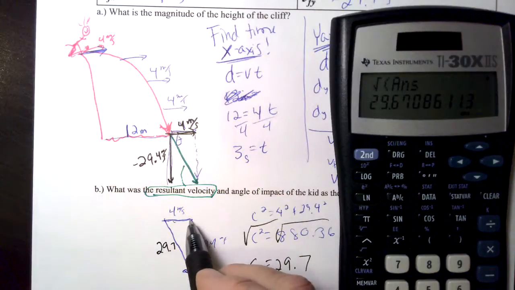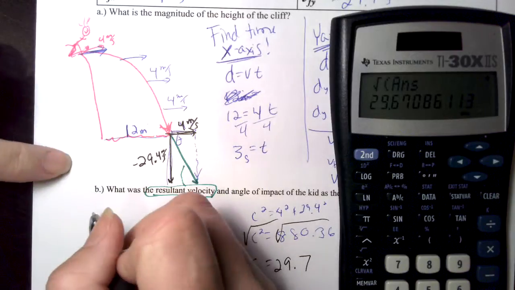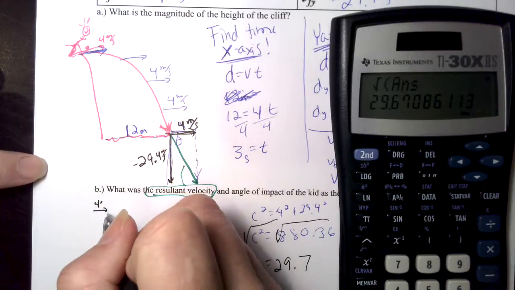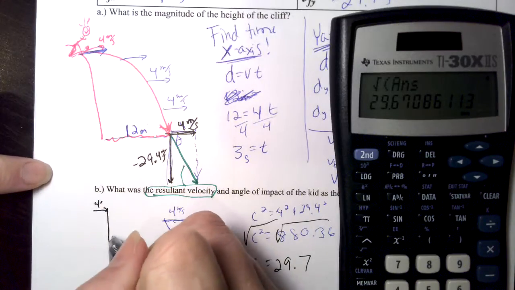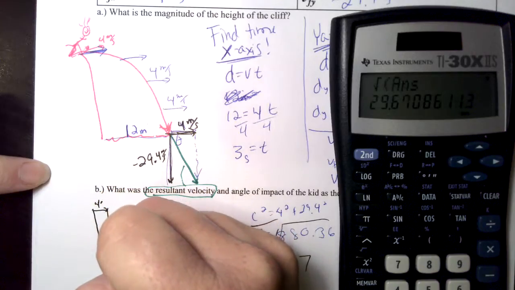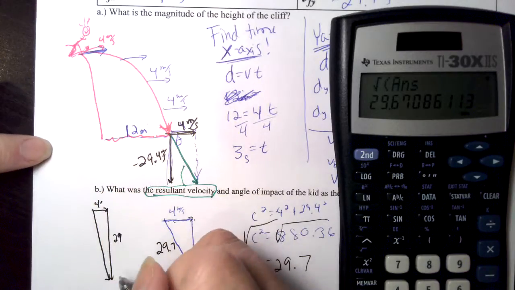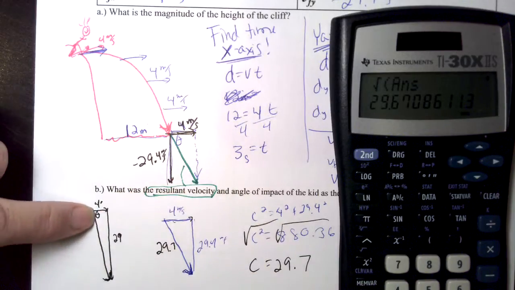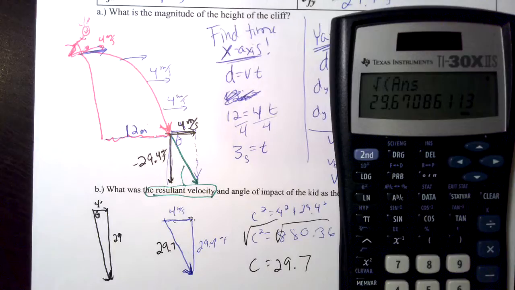It's really not going anything this way, and it's going really fast down. So this is out of proportion. It's really like 4 meters per second, and then like 29. That angle is going to be almost close to 90. And there's your impact. That's what it really should look like, I guess. I'm trying to find that impact angle.